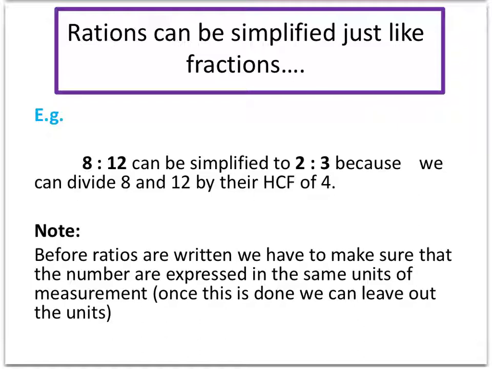So, an important note, before ratios are written, we have to make sure that the numbers are expressed in the same units of measurement, and then once we've done that, we can leave out the units and make our ratio easier to understand.